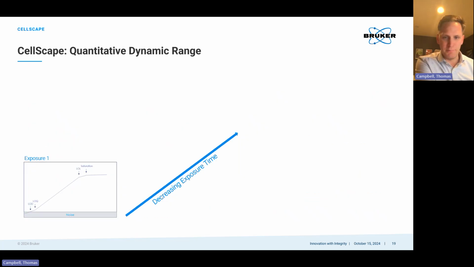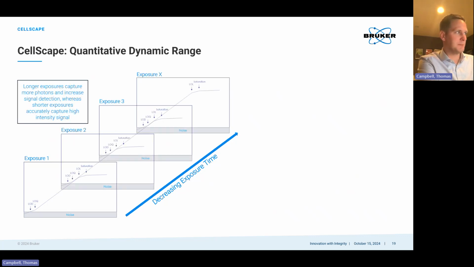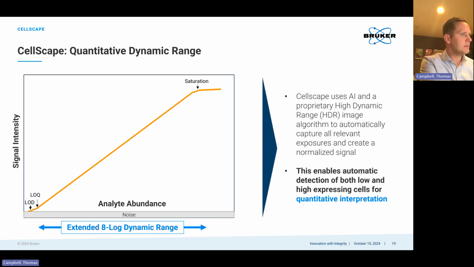And the way that we do this with the CellScape is that we actually take the same image multiple times using multiple different exposure times. And this effectively extends the overall dynamic range because we can quantify the really bright signals using really short exposure times, and we can quantify the really dim signals using long exposure times and sum these all together to create a new composite image with effectively a broader dynamic range.